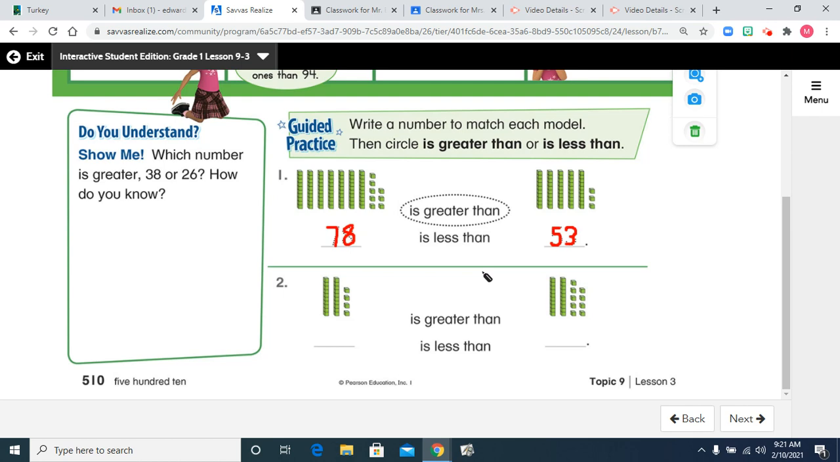All right, now we need to decide, is 78 greater than 53 or is 78 less than 53? Now remember, greater than means it's bigger. Less than means it's smaller. So is 78 bigger than 53 or is 78 less than 53?